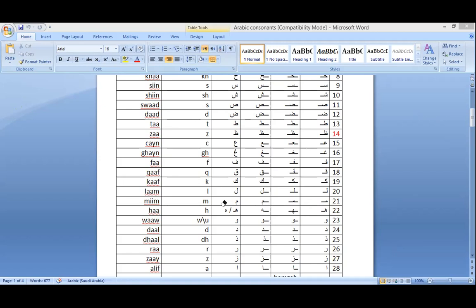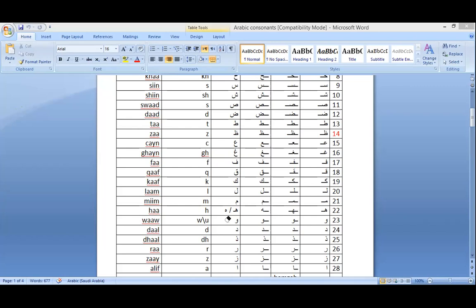Is there any change? No, there's no change in ha. That's right. There is no change. Yes, this is ha, this is ha, this is ha, and this is ha. We'll come to discuss this.